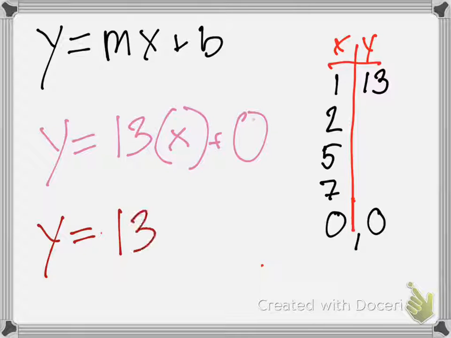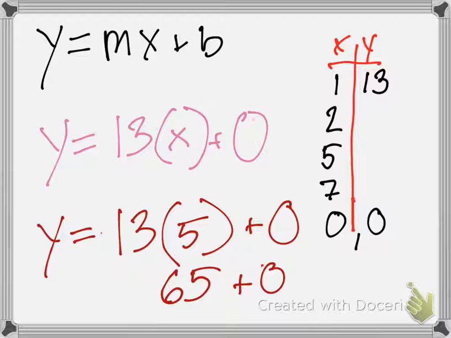Let's look at our first example together. Y equals 13x. Pick an x value. Someone give me an x value. Hannah. 5. Exactly. And we already know our b is 0. What's 13 times 5? 13 times 5 is 65. 65? Yes.